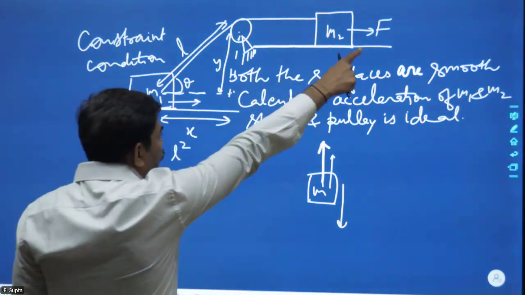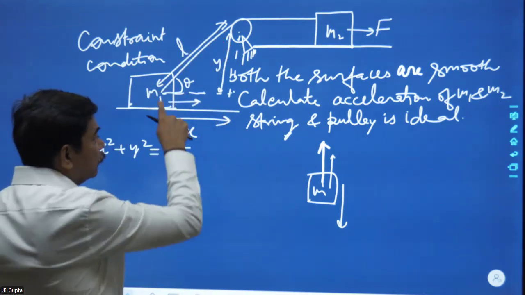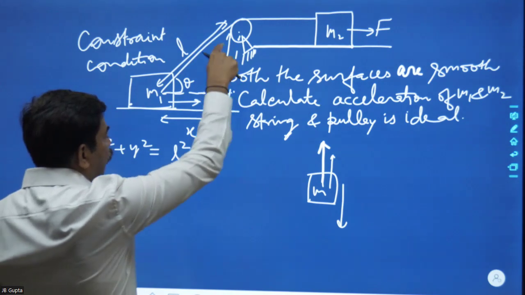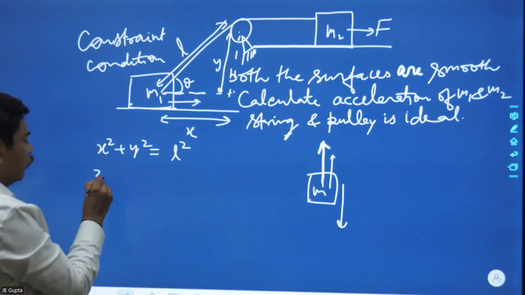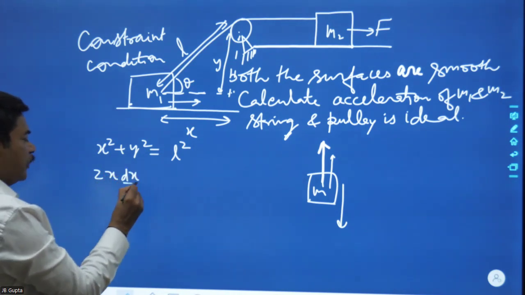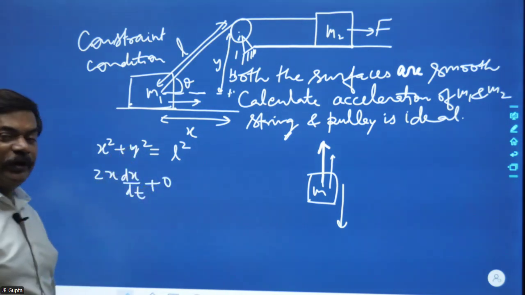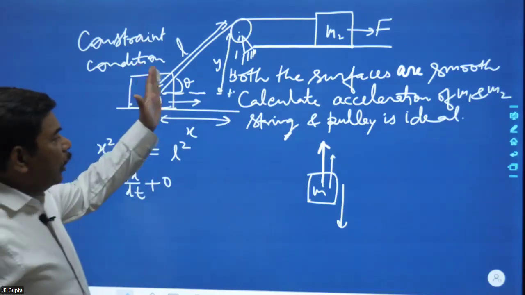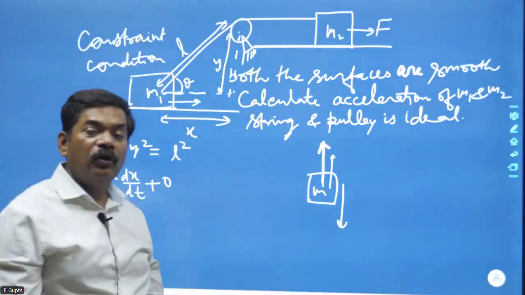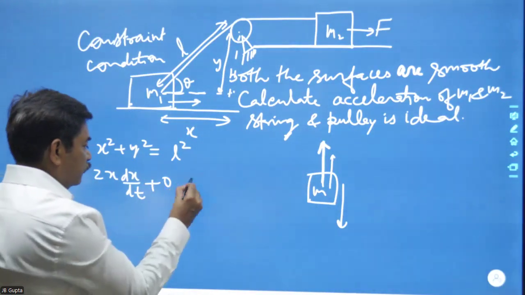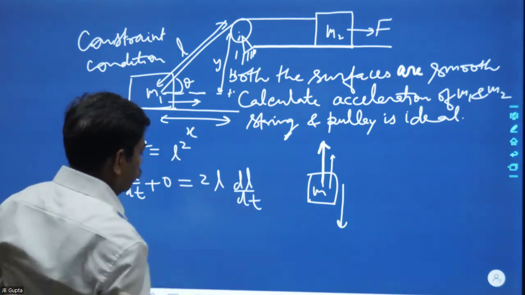So the block will move forward, and as this block comes forward, the string length will also decrease, x will also decrease, however y will remain constant. So the derivative of x square will be 2x dx by dt, and the derivative of y square will be 0 because dy by dt will be 0, because when this block moves forward, there will be no change in the distance between this pulley and the block. And for L square, it will be 2L dL by dt.